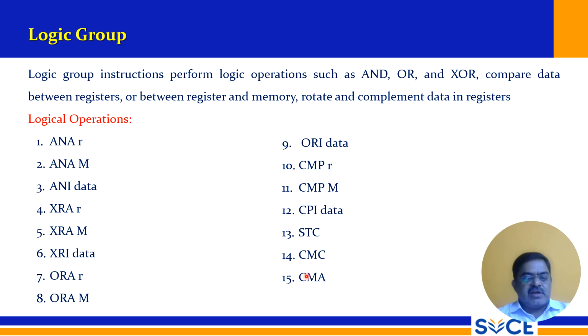So these are the 15 types of instructions. For AND operations we have 3, XOR 3, OR 3, and compare 3, and STC, CMC and CMA are the 3 more instructions. If you know one logic operation, then the same thing can be extended to the other logic operations.